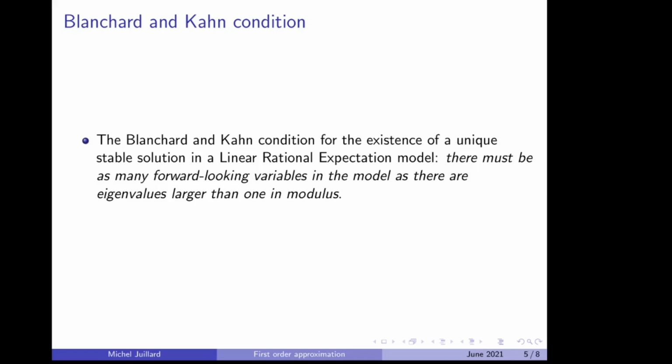Now, one more thing. In the literature, there is a famous condition, the Blanchard and Kahn condition, that states the condition for the existence of a unique stable solution in a linear rational expectation model. There must be in the model as many forward-looking variables as there are eigenvalues larger than 1 in modulus. So the existence of a unique stable solution rests on the discussion of the eigenvalues of our linearized rational expectation model.